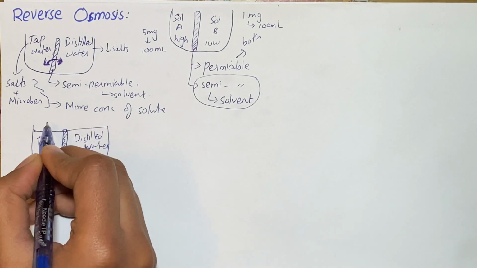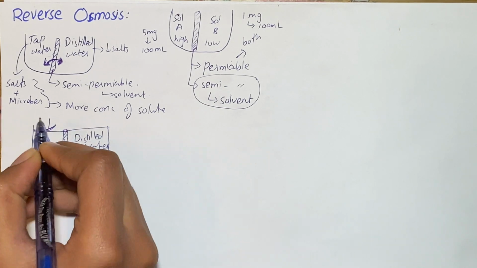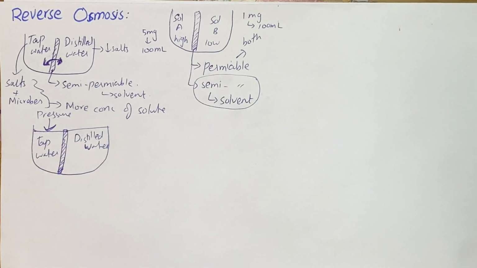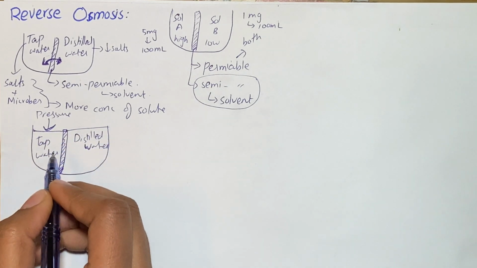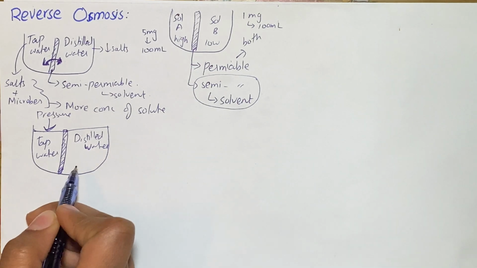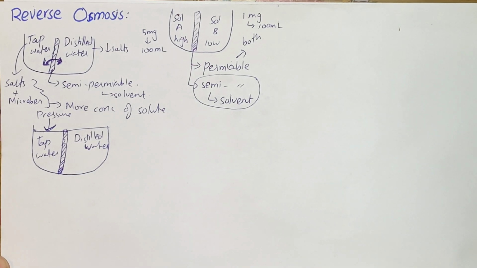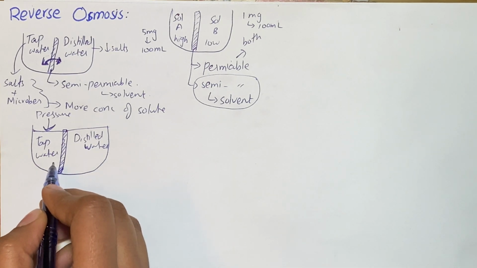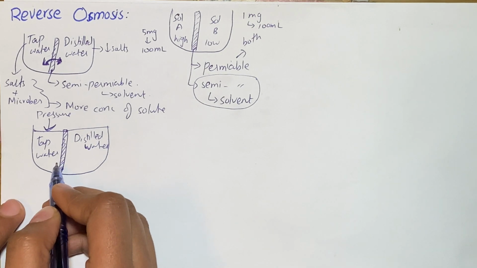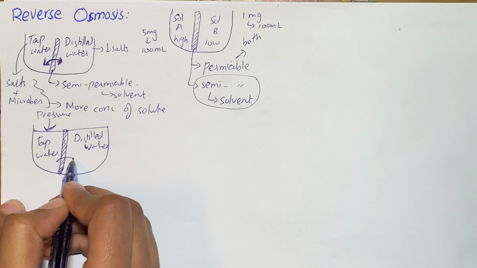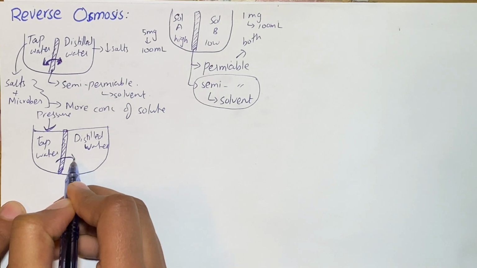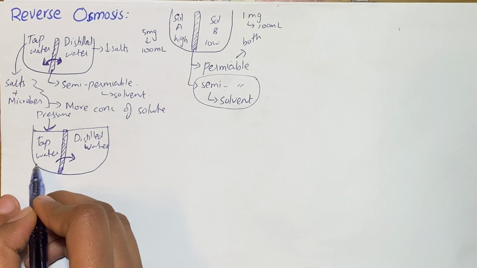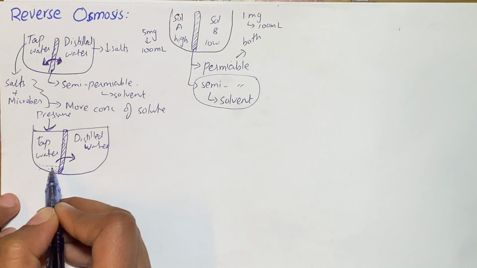So when there is pressure being applied on the tap water section, what will happen? There will be movement of solvent molecules from the tap water section to the distilled water section. So in this way, this is actually a reversal of the normal osmosis process, in which we were having distilled water solvent moving towards the tap water. But over here we are actually separating out the solute particles of tap water from the solvent by applying pressure over the tap water.